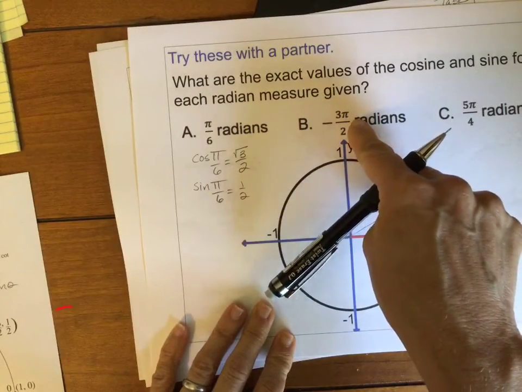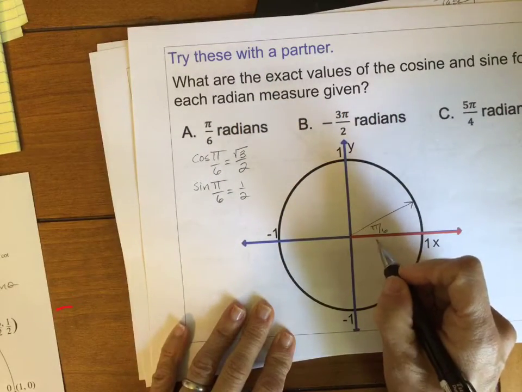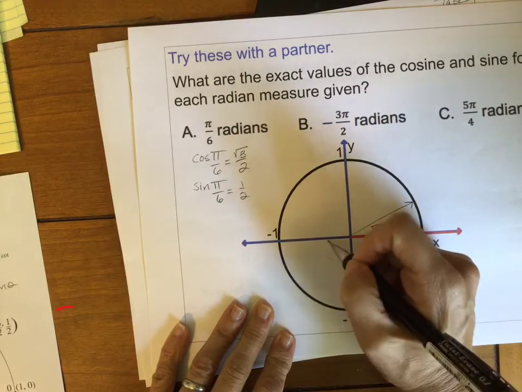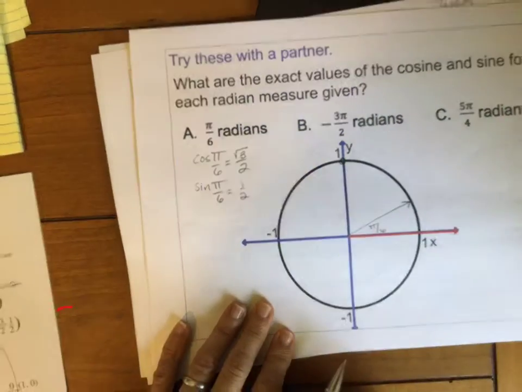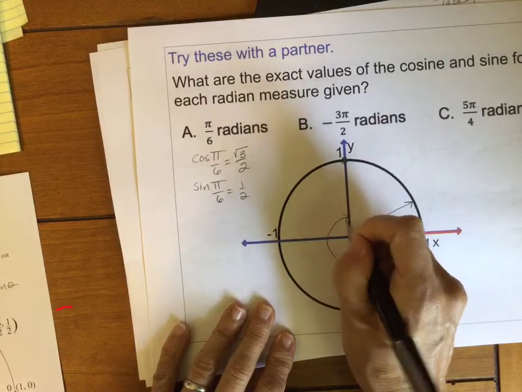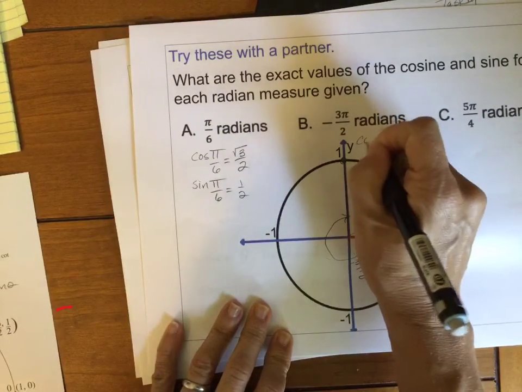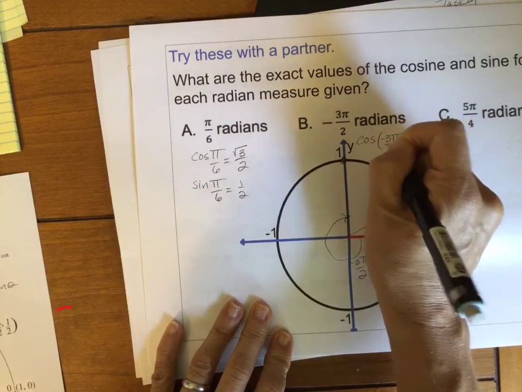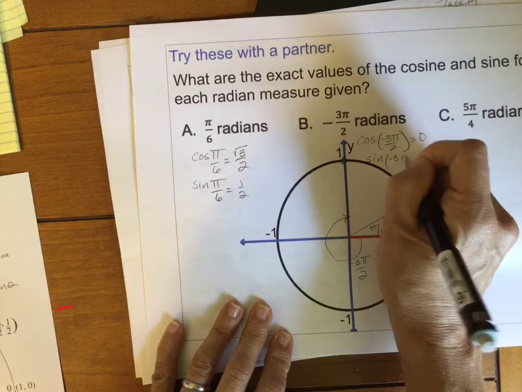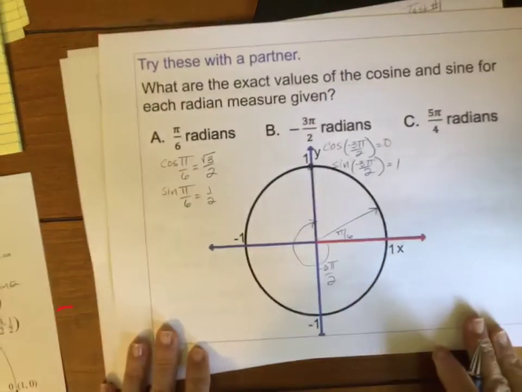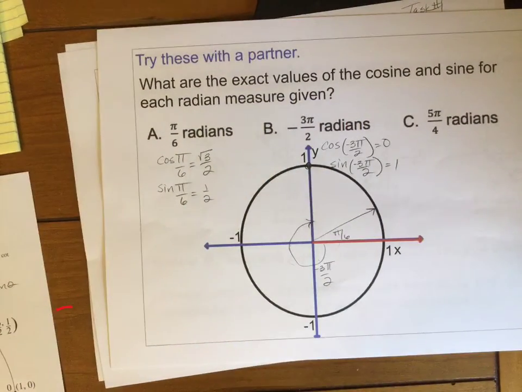Negative 3 pi over 2. If I had gone positive 3 pi over 2, it would be here. So I'm going to count backwards. Negative pi over 2, negative 2 pi over 2, negative 3 pi over 2. So I'm up here. That's my negative 3 pi over 2. So if I drew that in, it would look like this. And at that value, I know that cosine of negative 3 pi over 2 is 0, and sine of negative 3 pi over 2 is 1. And just remember that negative 3 pi over 2 is coterminal with pi over 2.